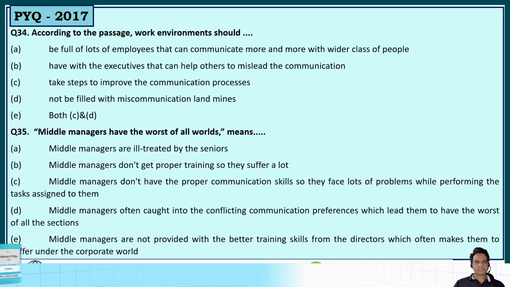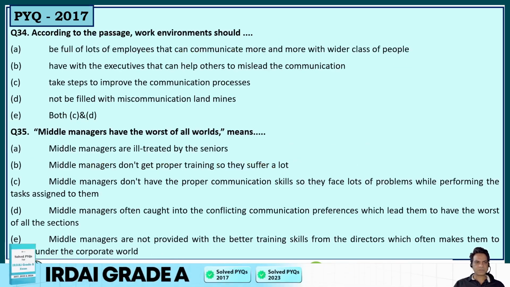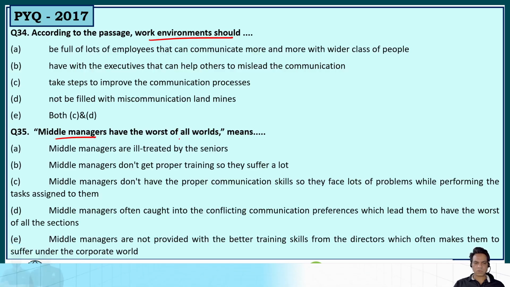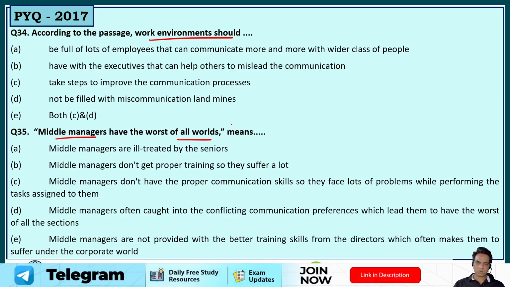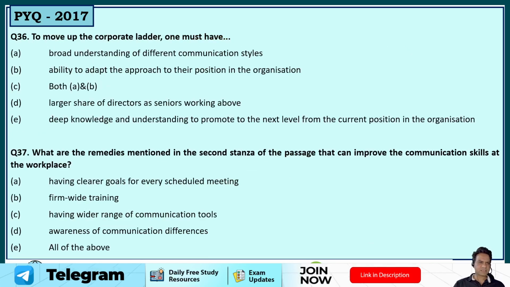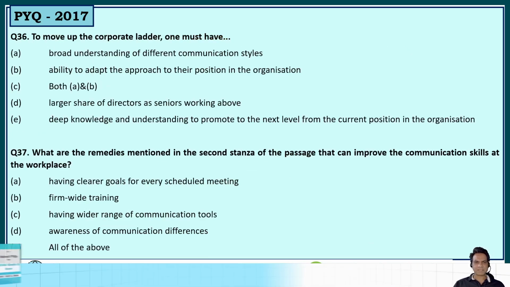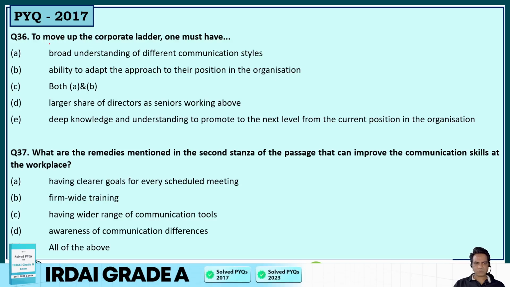Then according to the passage, the work environment should do what? We have to find that. Middle managers have the worst of all worlds. We have to find this phrase and its meaning. What does it mean? Next, to move up the corporate ladder, one must have... So what is needed to move up the corporate ladder?